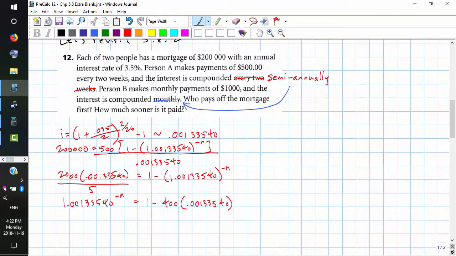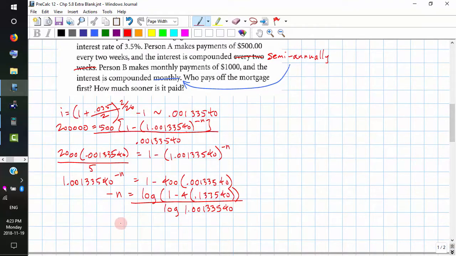Now we take the log of both sides, and we get minus n equals log 1 minus, and I'm going to take off a couple zeros here, 0.4 times 0.001335540 over log 1.001335540. Okay, so I'm just going to change the sign here. That's going to be a plus, and it's going to be negative on that side.